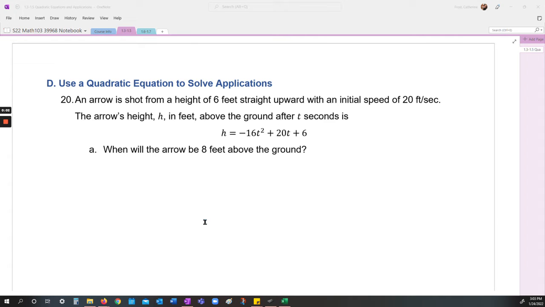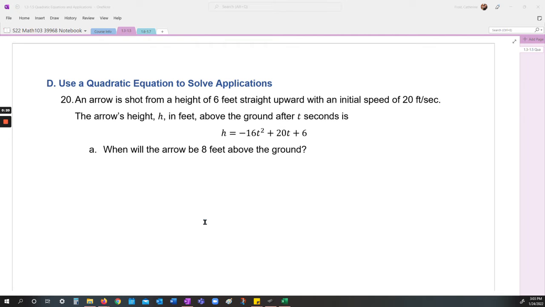This is problem 20, and it's the topic using, oh shoot, now I can't remember the topic name, but solving an application using a quadratic equation, and it'll be the topic that says irrational answers.